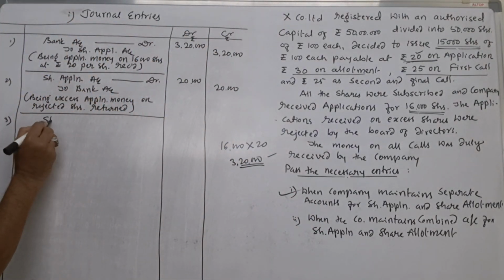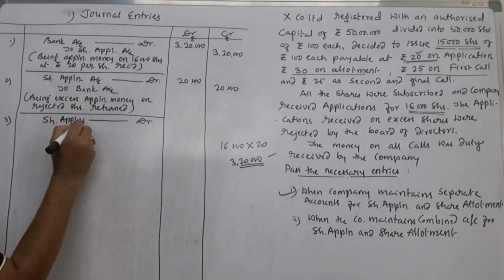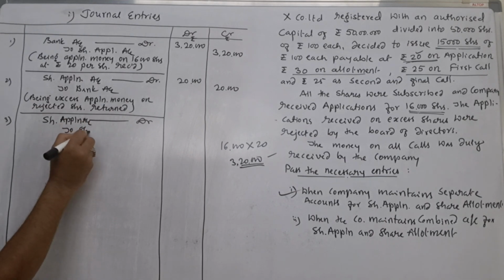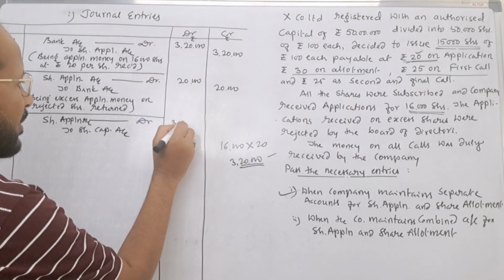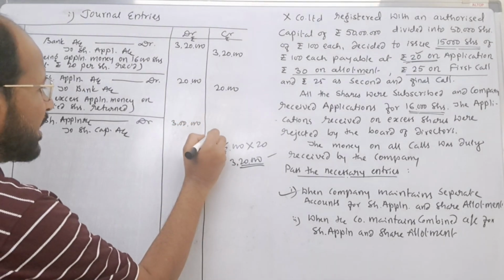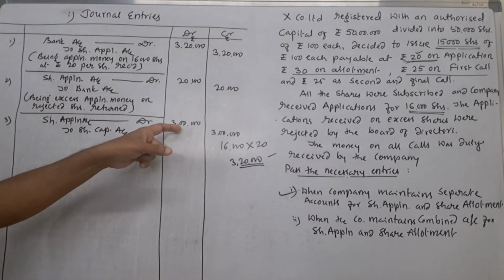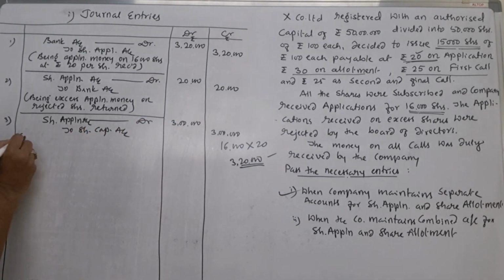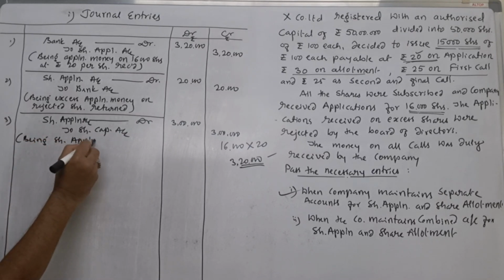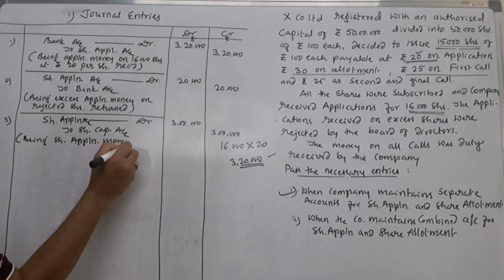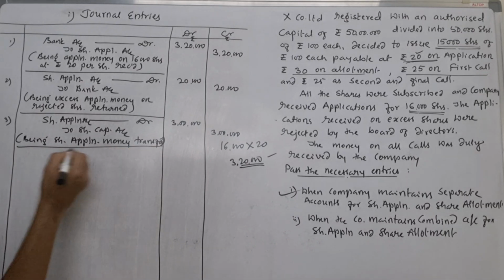Next, the third one is the application money on 15,000 shares transferred to share capital account. At that time what journal entry is to be passed? Share application account is to be debited to share capital account. The actual application money which the company expected was 3 lakh. After returning the excess application money, 3 lakh remains. Therefore, that 3 lakh is transferred to share capital account, being share application money transferred. Where did we transfer it? To share capital account.